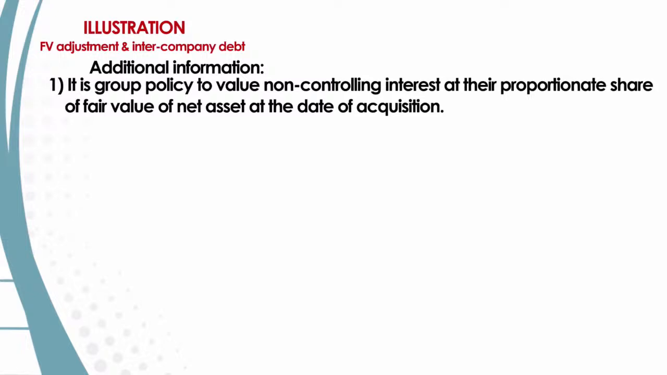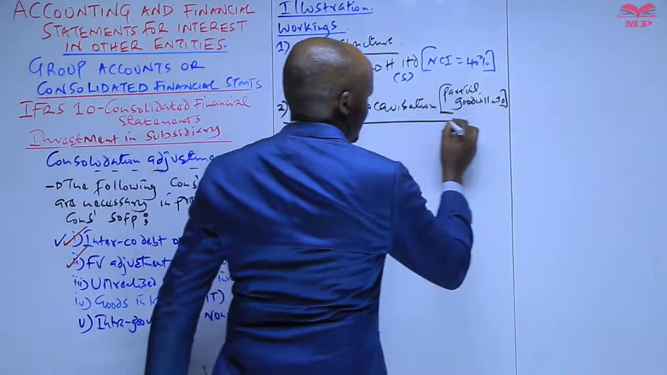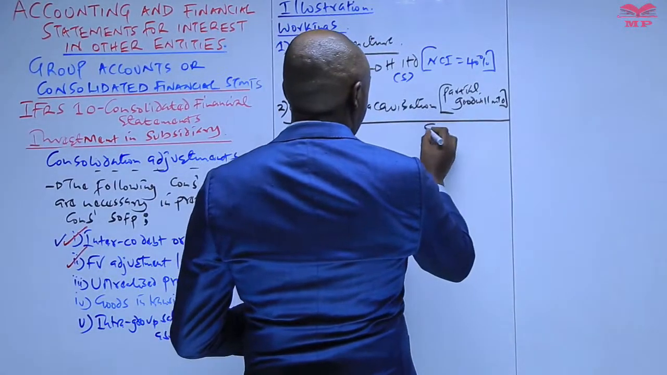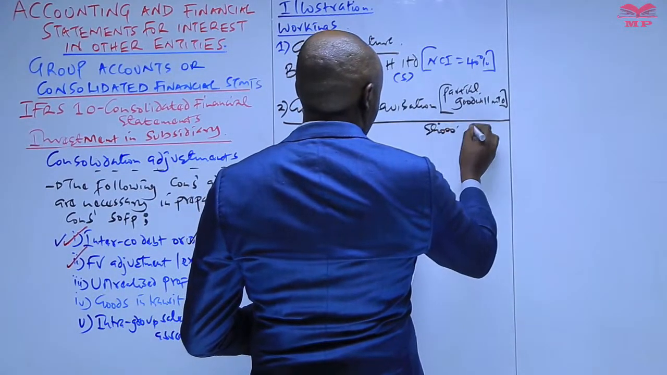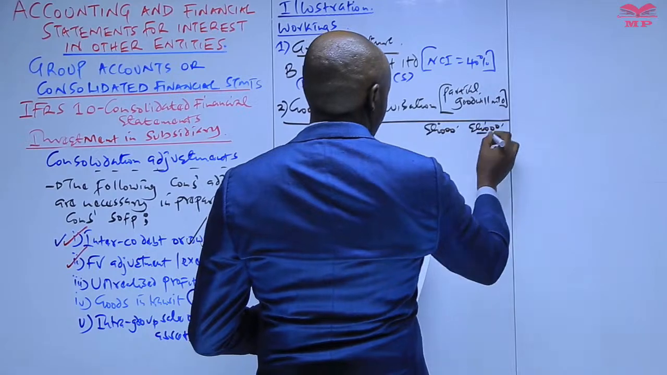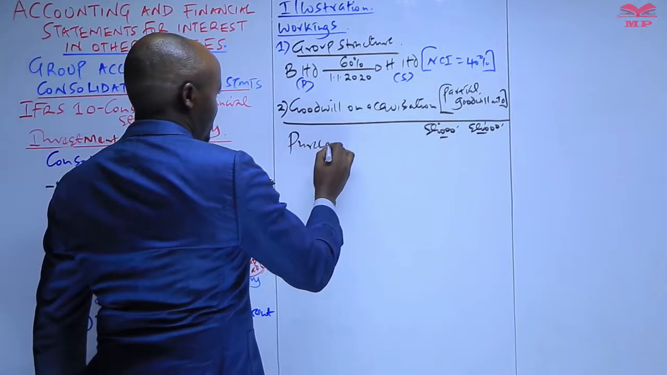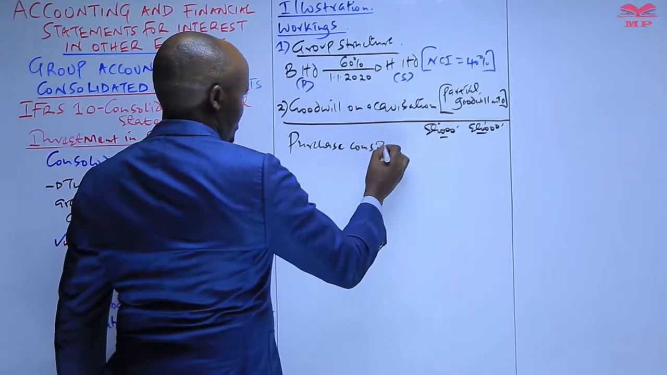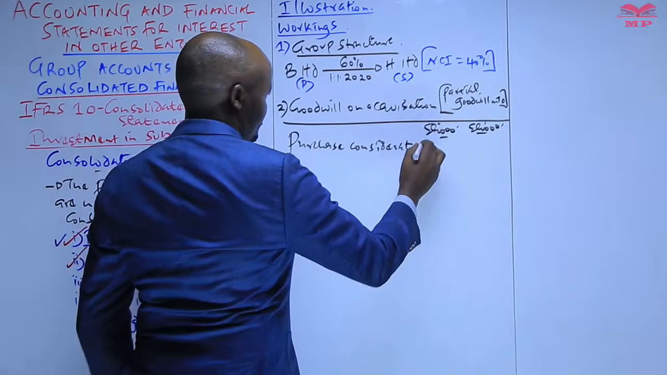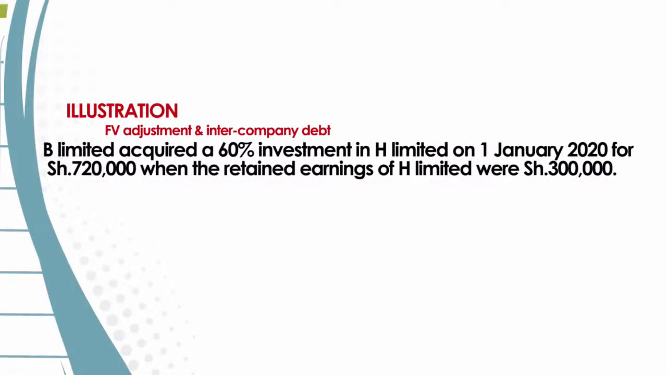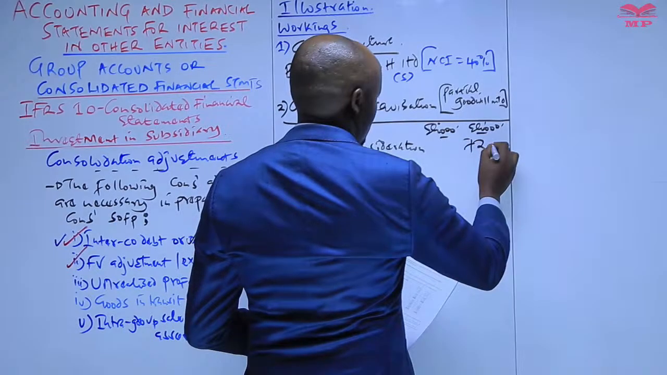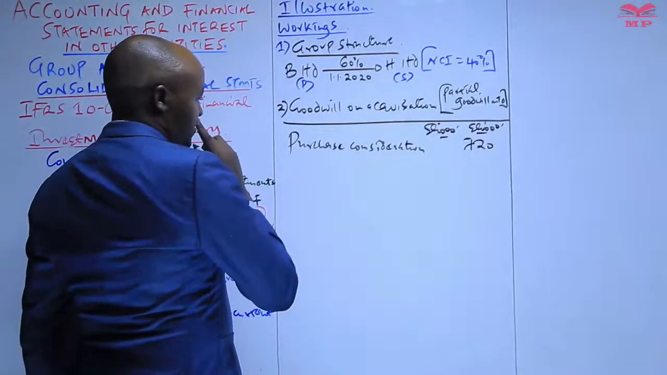That is a group policy to value non-controlling interest at the proportionate share of the fair value of the net assets. So here we need to have two columns, and basically our figures are in thousands of shillings. Under the partial goodwill method, we always start with the purchase consideration paid by the parent company. So the purchase consideration, whereby we are given the amount the parent company had invested in the subsidiary, and that is 720.